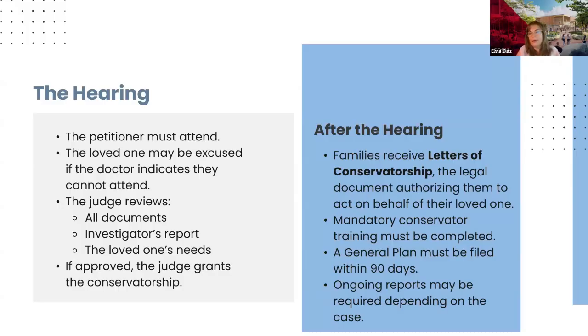So once it has been approved, after the hearing, the families will receive a letter of conservatorship. But the family is the person appointed to be the conservator. Remember, you don't need to have only one. You can have as many as 3. They can be co-conservators. So that is a very important possibility.